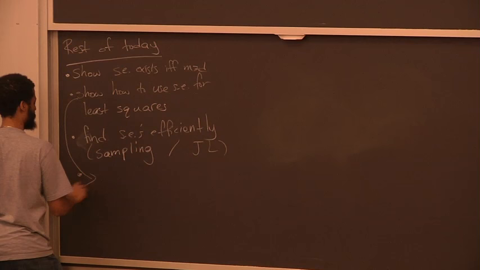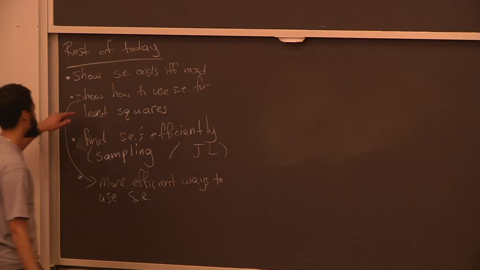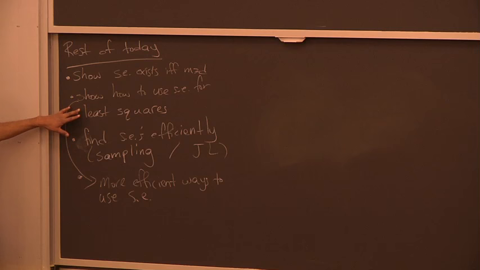And then I'm going to wrap up by going back to this, more efficient ways to use subspace embeddings. So this bullet is just going to be a proof of concept. It's going to be a legit way to use subspace embeddings to speed up least squares. But it turns out there are even better ways to use subspace embeddings for least squares. So we'll see that at the end.